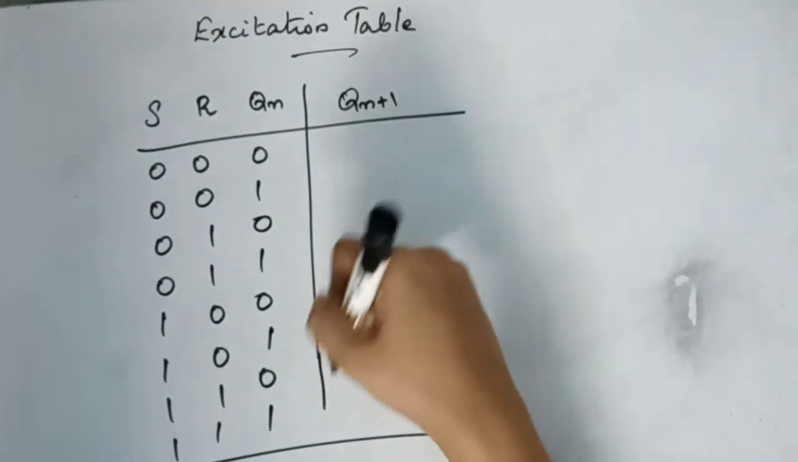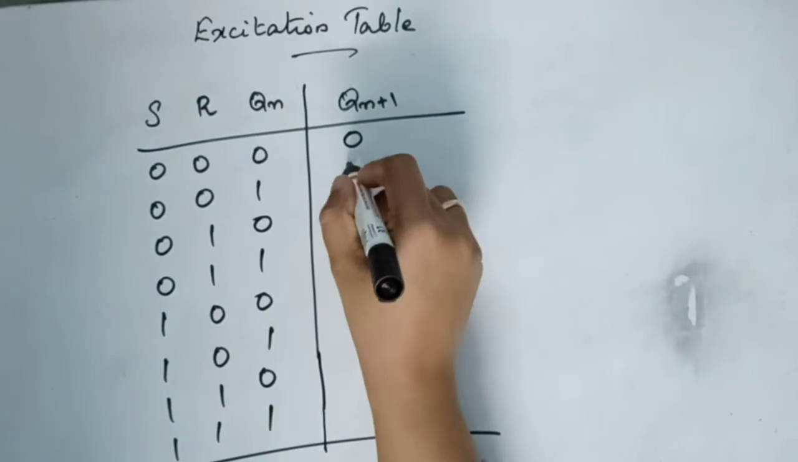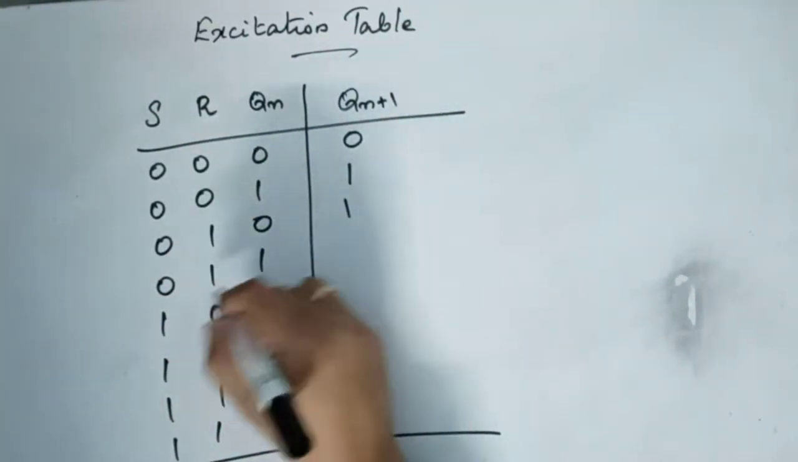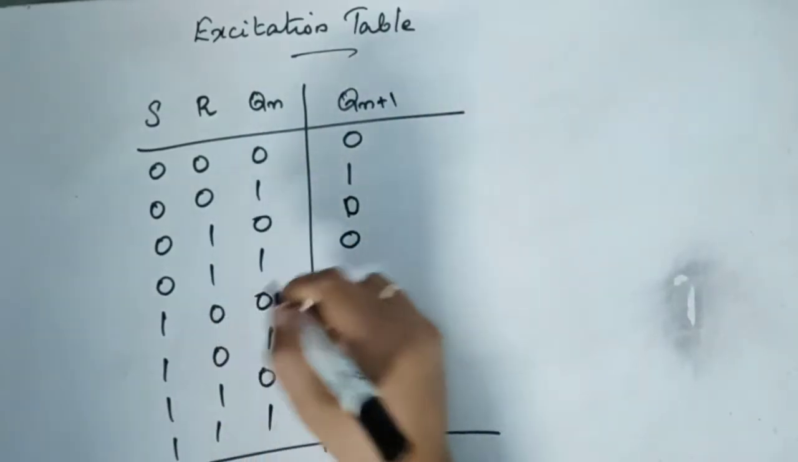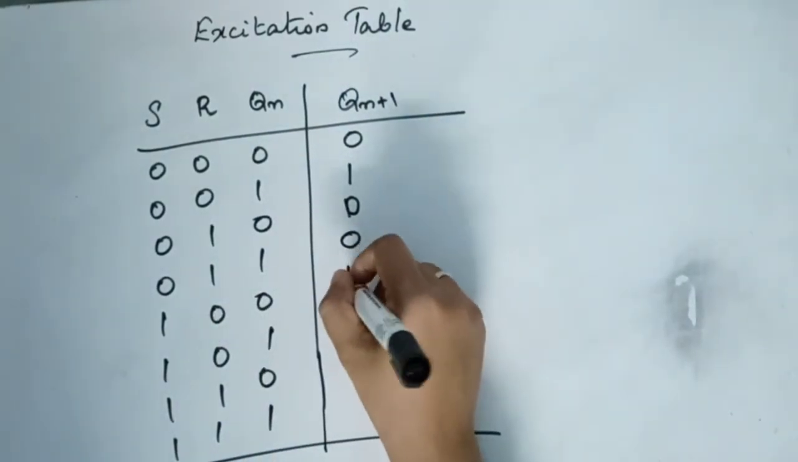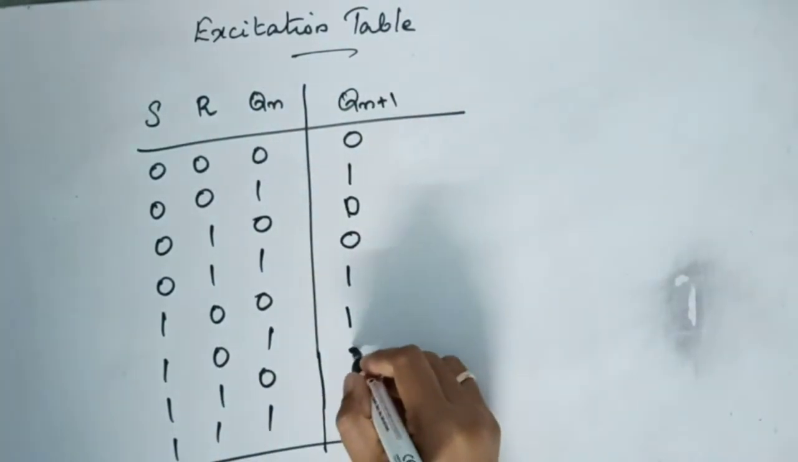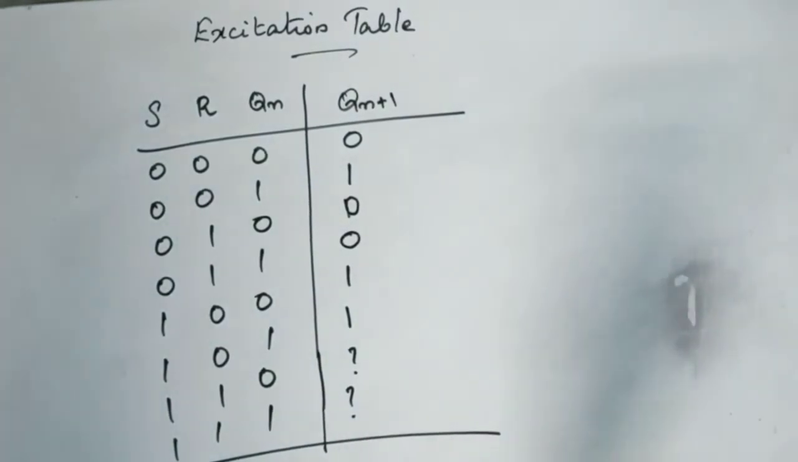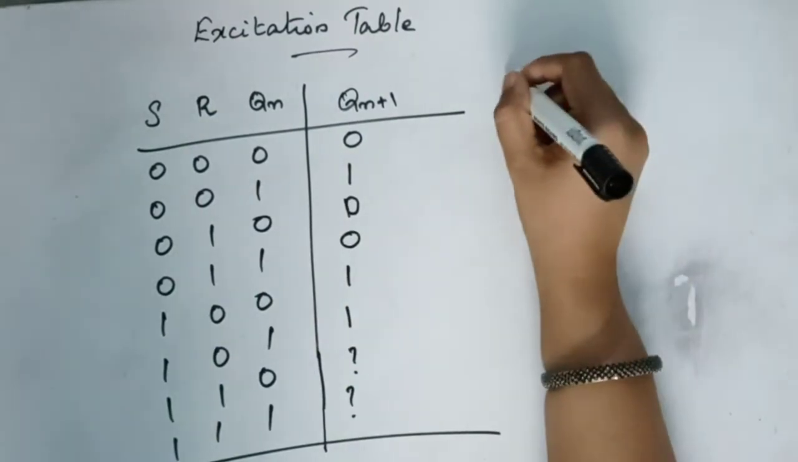So for this, S0 R0 means Qn plus 1 is Qn. S0 R1 is 0. S1 R0 is 1. S1 R1 is don't care or invalid. So from this, we'll write the excitation table.